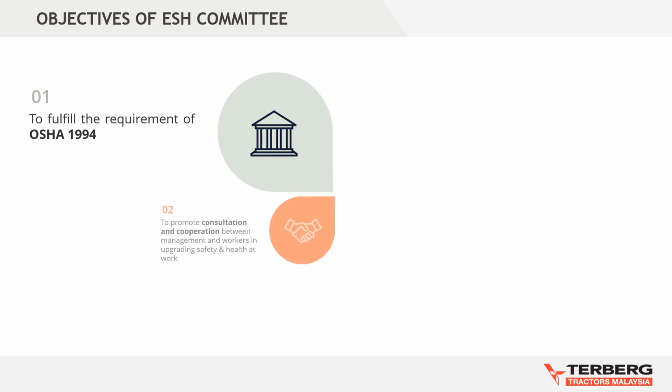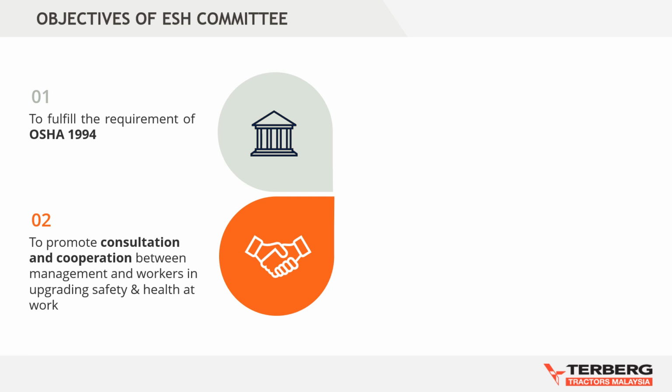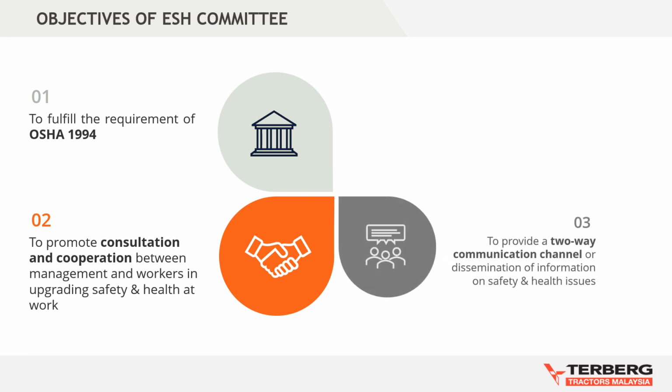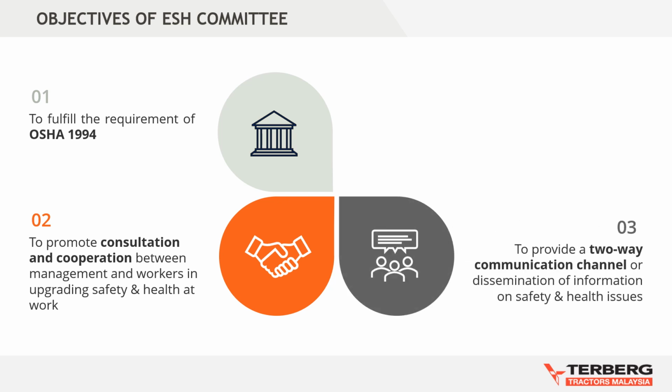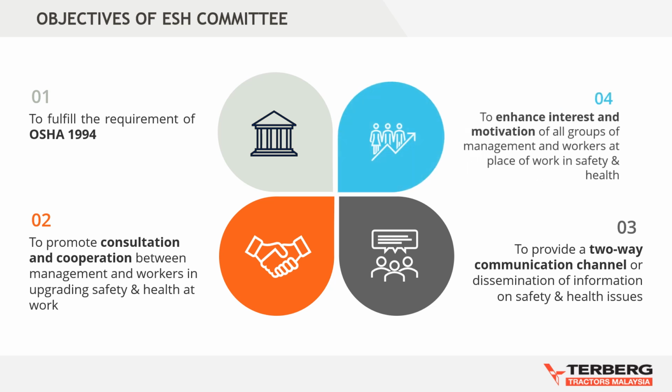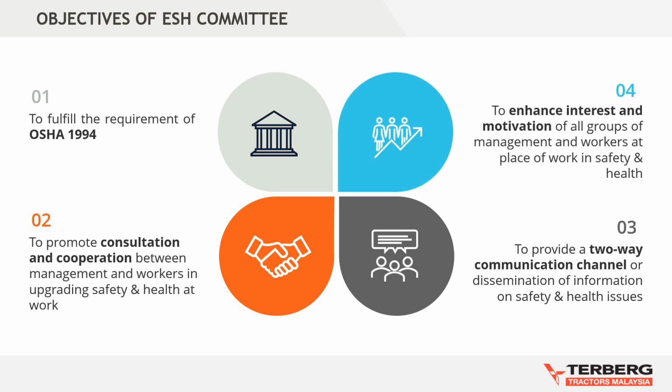Next, to promote consultation and cooperation between management and workers in upgrading safety and health at work. The ESH Committee also can provide a two-way communication channel or dissemination of information on safety and health issues between the workers and management. Lastly, establishing the ESH Committee members enhances the interest and motivation of all groups of management and workers at the place of work in safety and health.